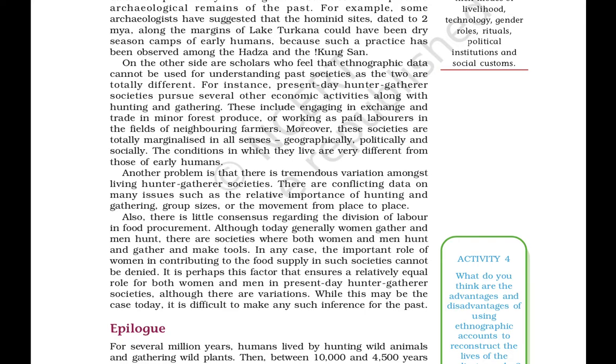Another problem is that there is tremendous variation amongst living hunter gatherer societies. There are conflicting data on many issues such as the relative importance of hunting and gathering, group sizes, or the movement from place to place.